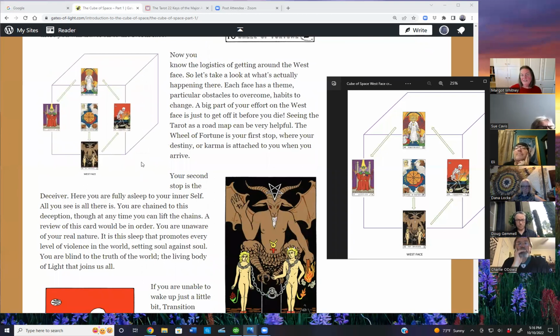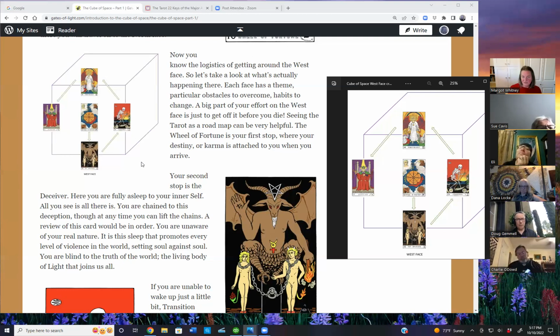Now you know the logistics of getting around the west face. So let's take a look at what's actually happening there. Each face has a theme, particular obstacles to overcome, habits to change. A big part of your effort on the west face is just to get off it before you die. I'm sorry, it's entertaining to me because we've done this so many times. So you just have to kind of hang in there and hope for the best. Seeing the tarot as a roadmap can be very helpful.